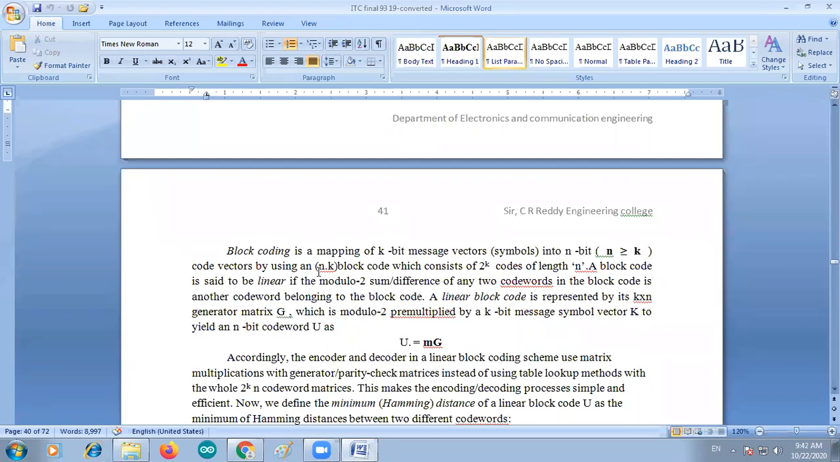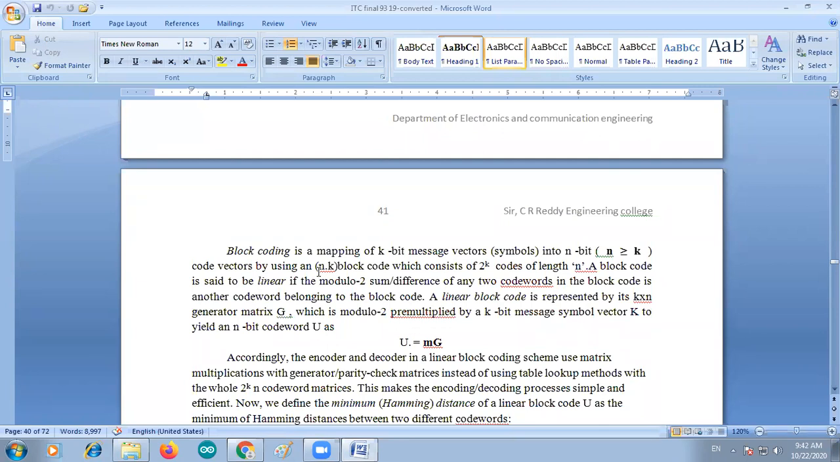M represents K message vectors. U represents N code words. And now you can design U is equal to M into G.